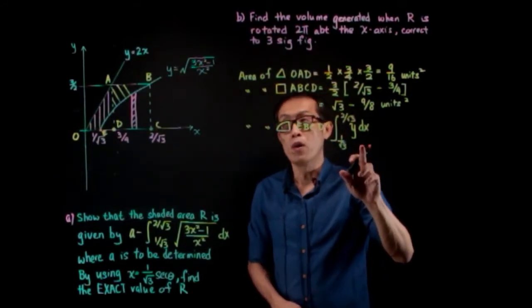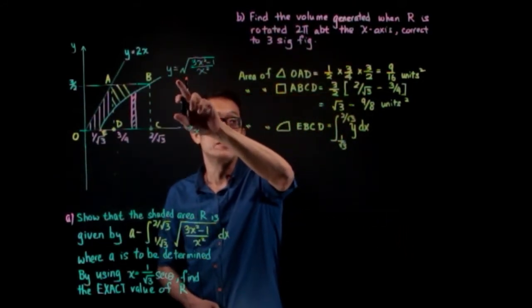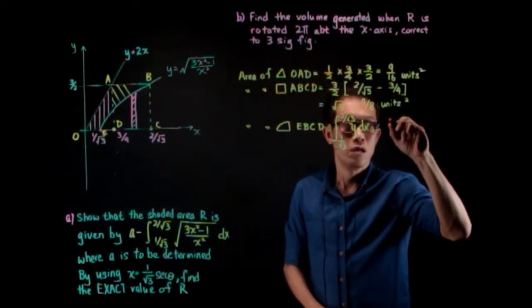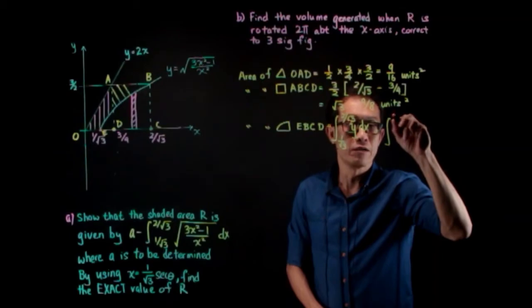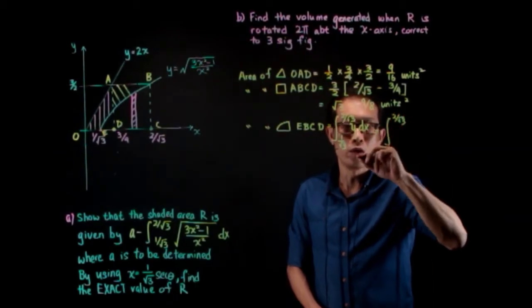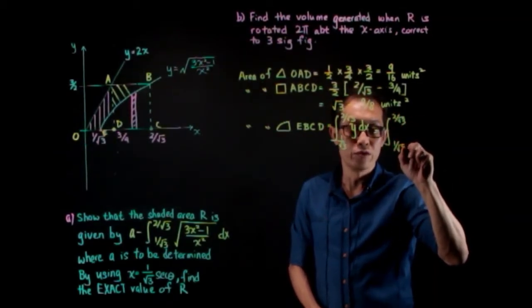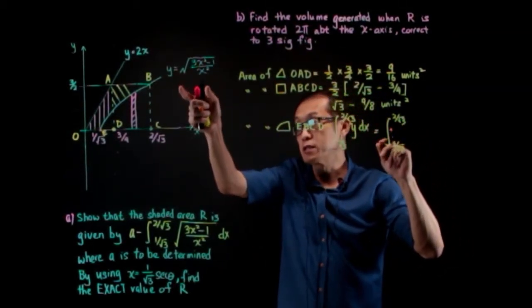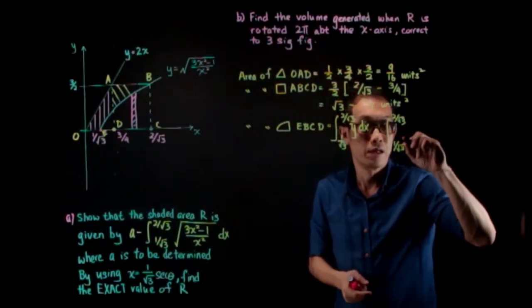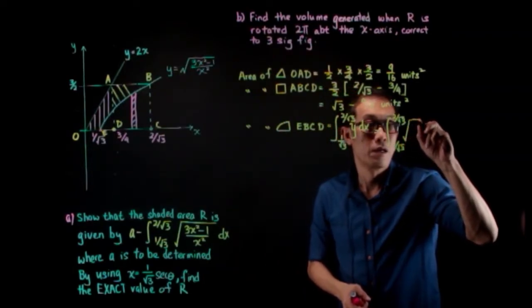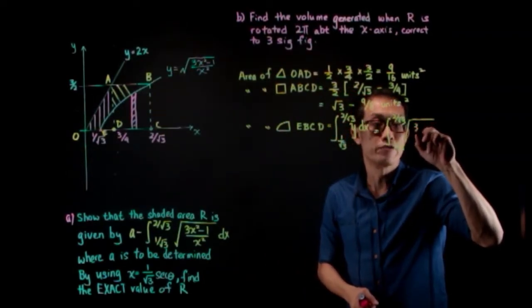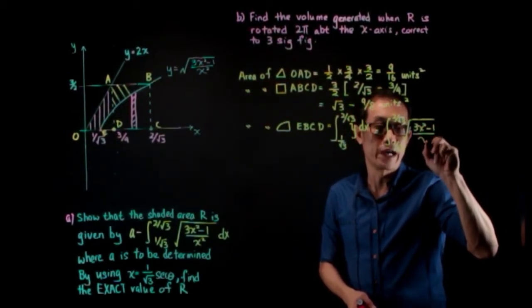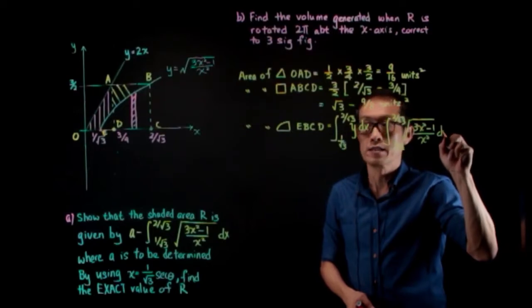Now what is y? y is given by this expression. So you have the integral from 1 over root 3 to 2 over root 3. Now you substitute this expression for y. So you have 3x squared minus 1 over x squared dx.